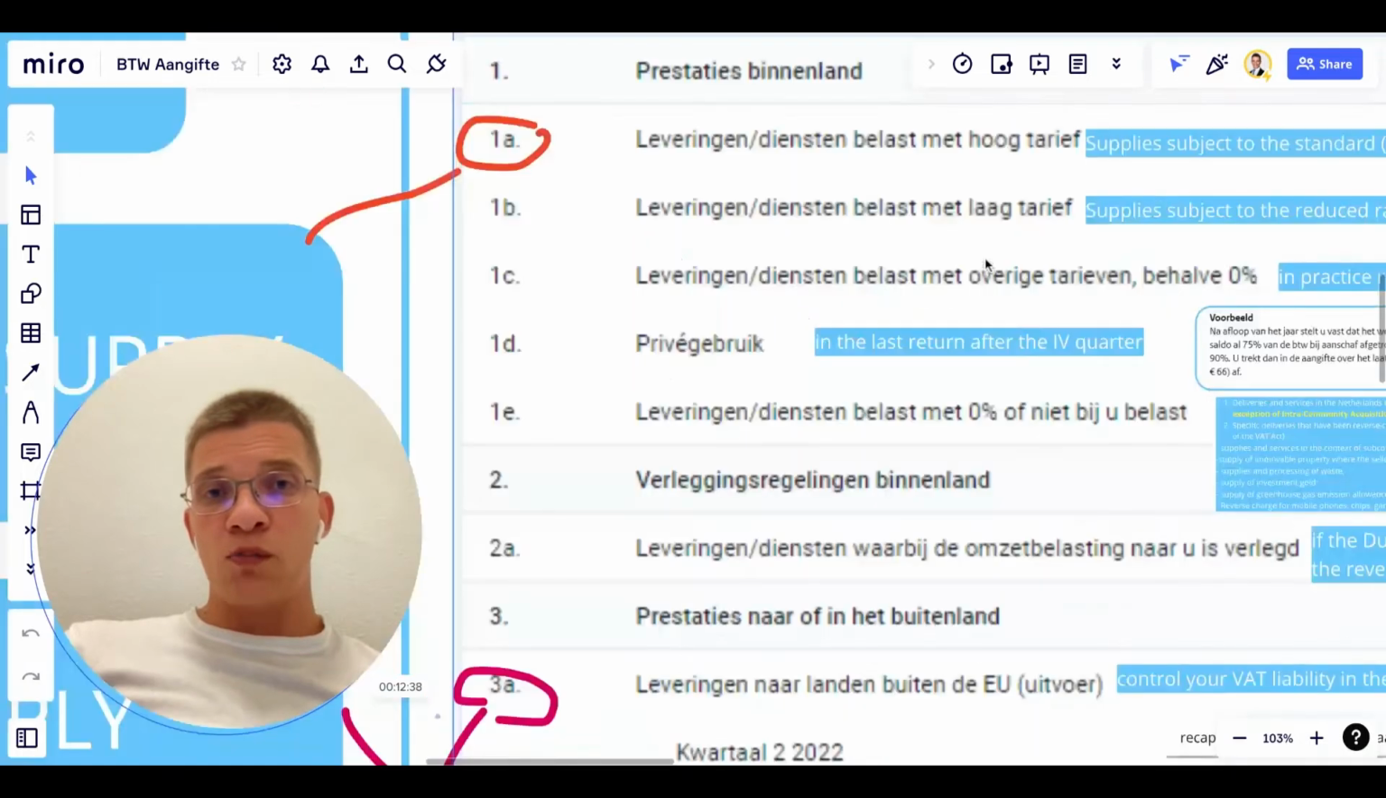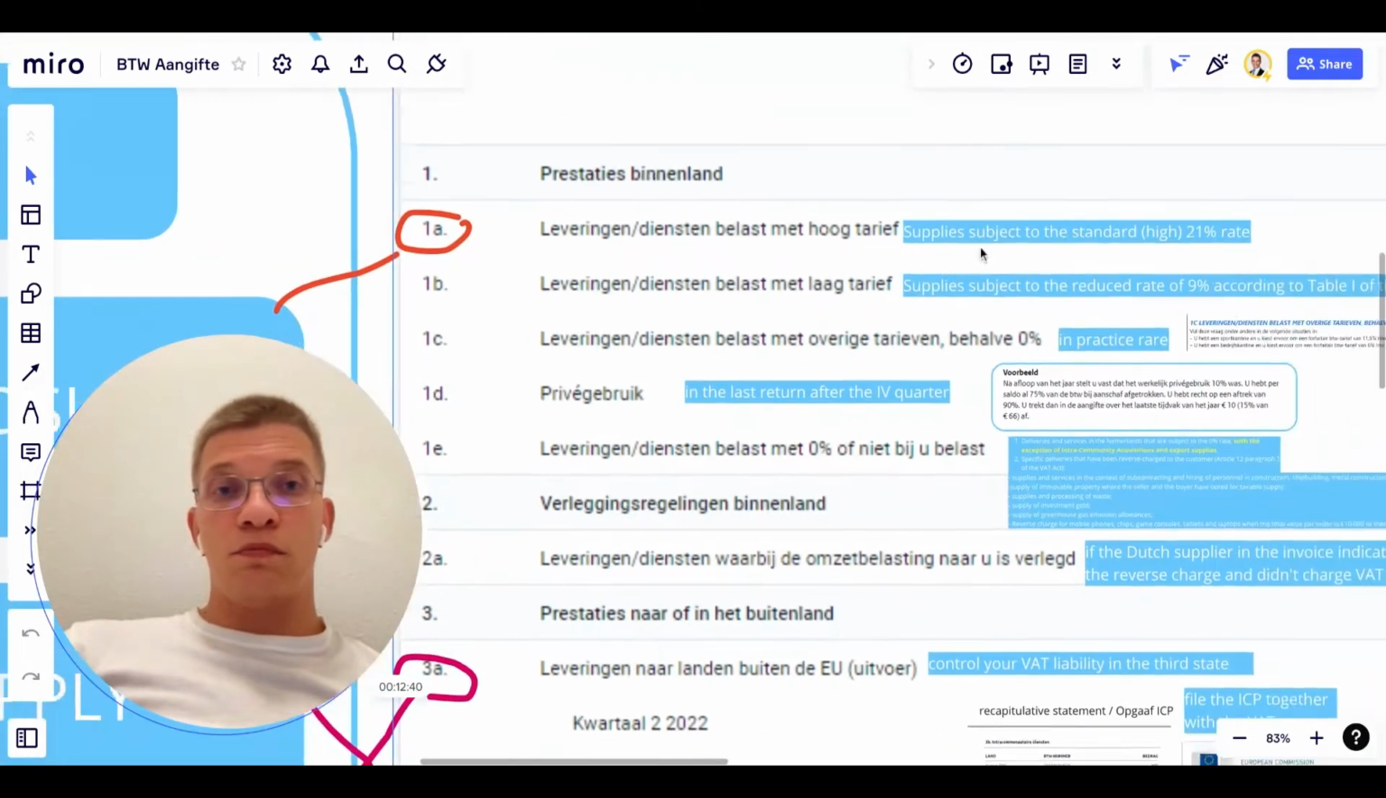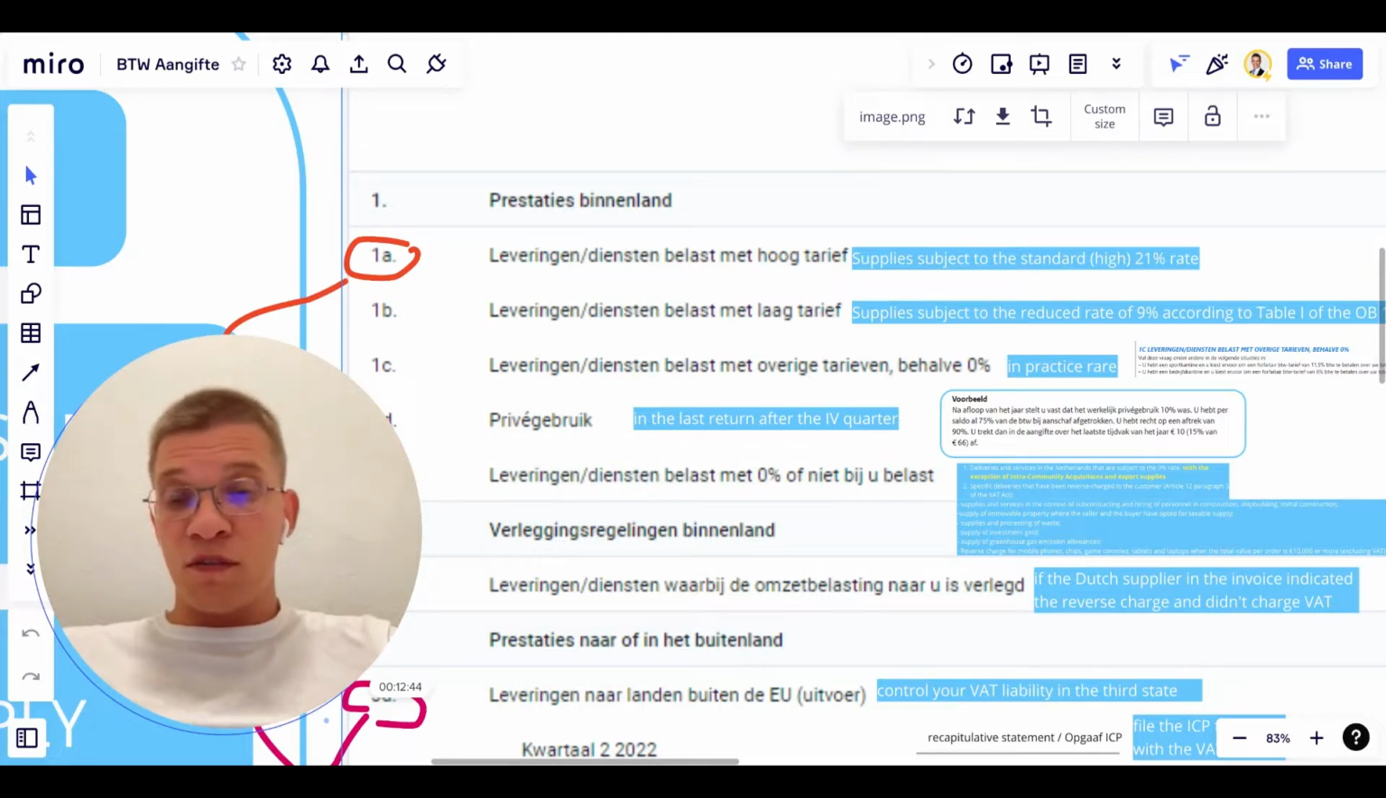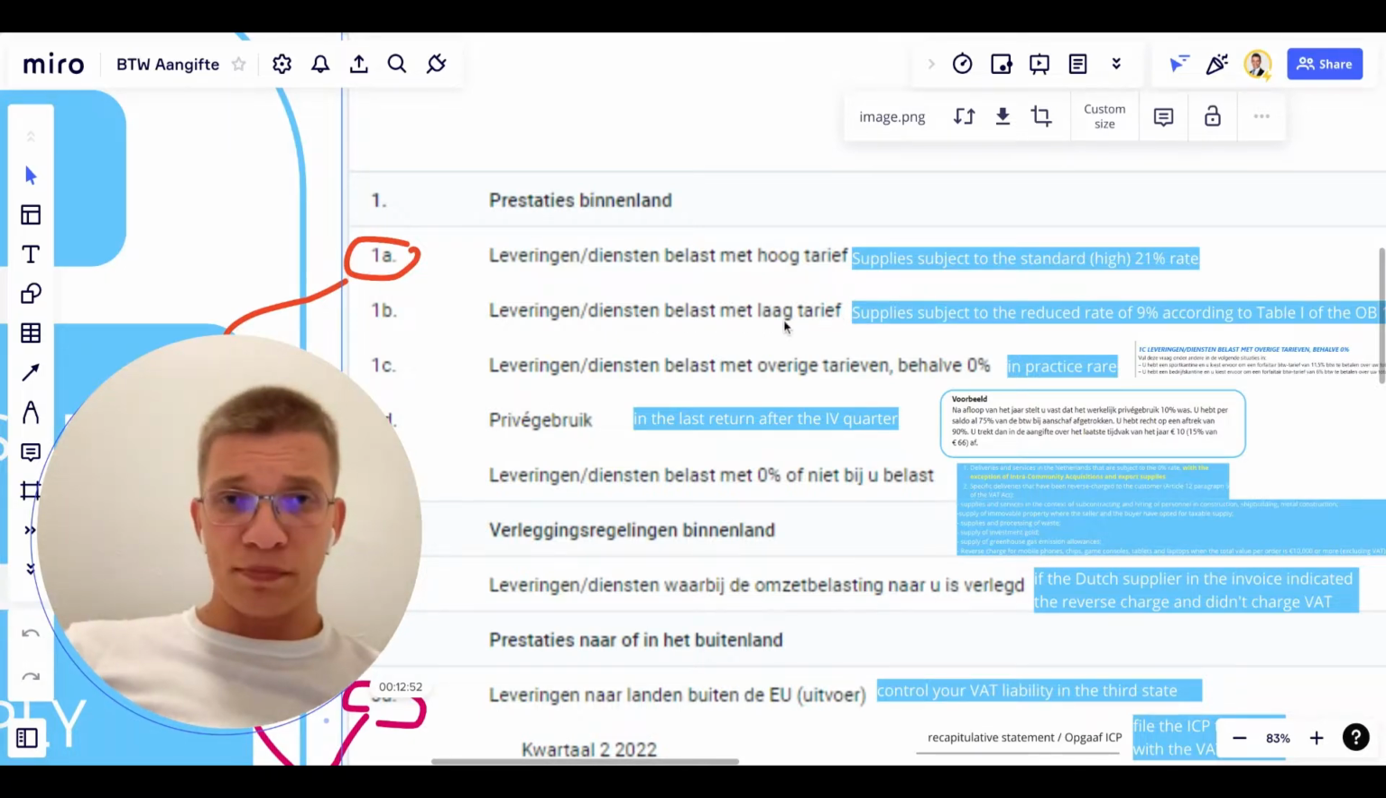But now let's move to the most interesting part, to actually filling in the VAT declaration in the Netherlands. You can see that the language is the Dutch one, but I made some comments.